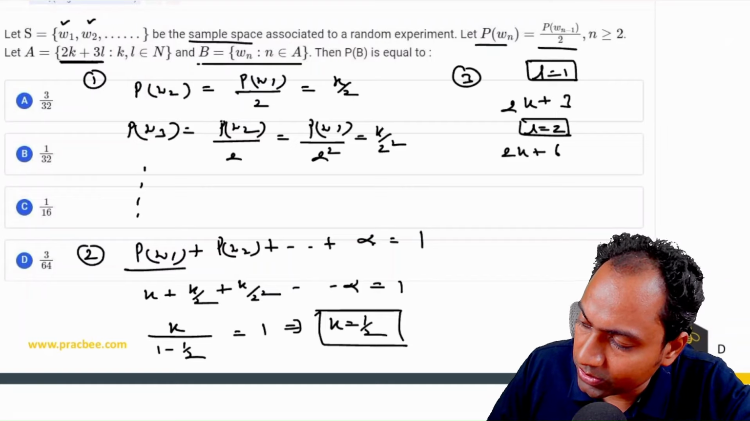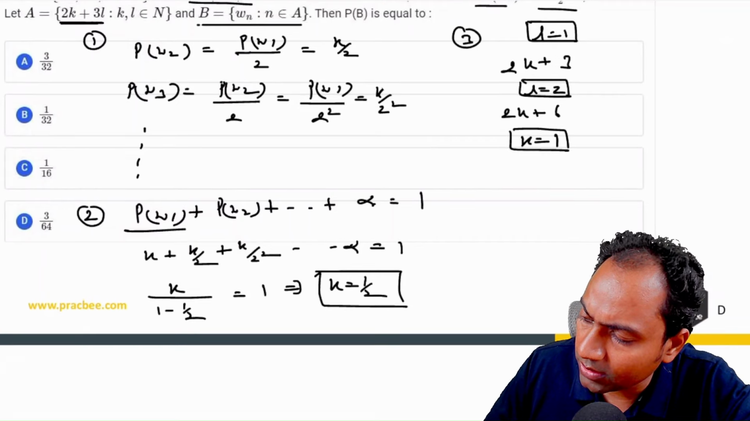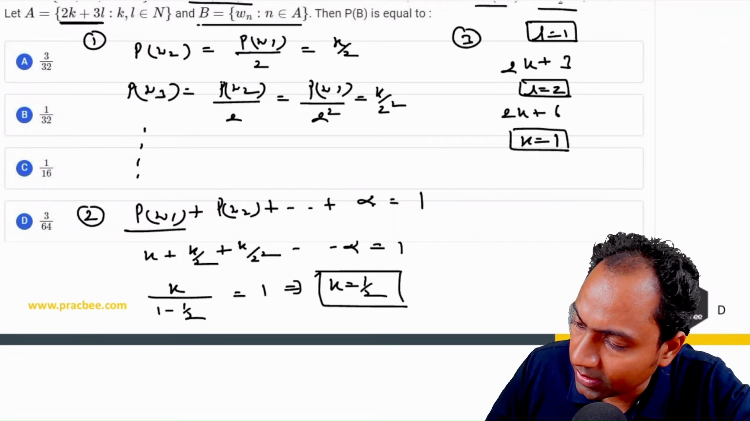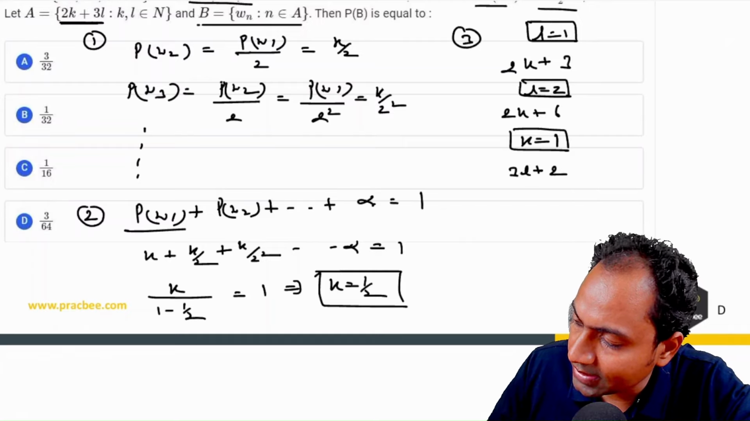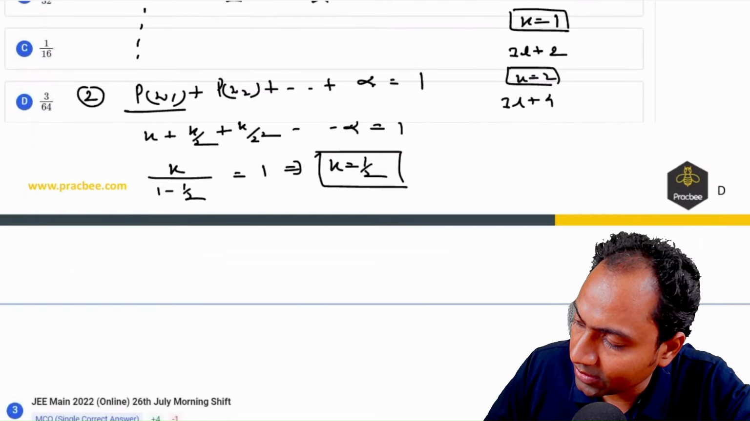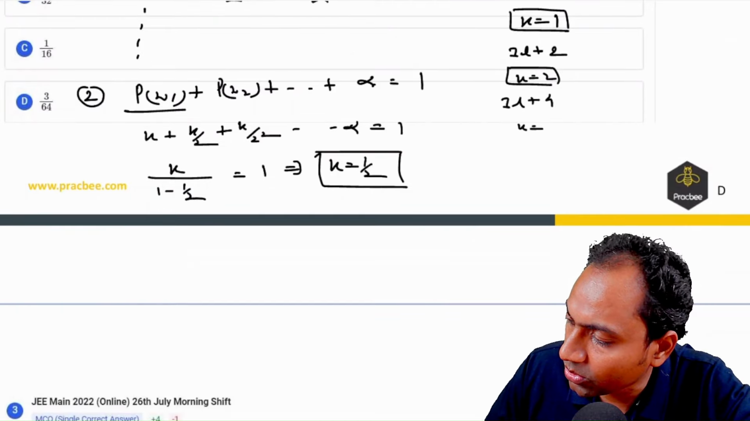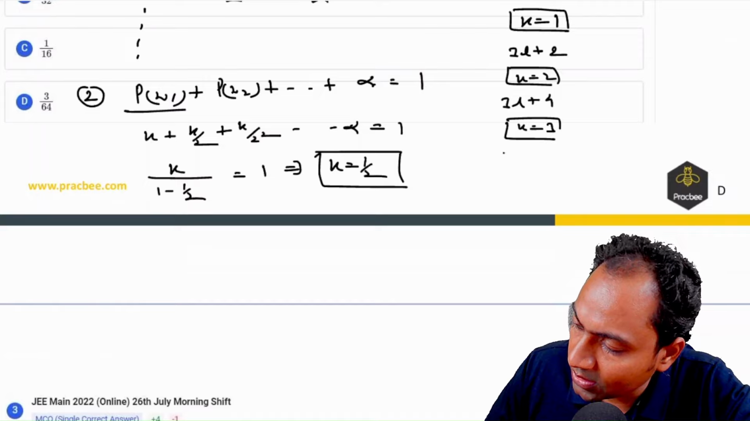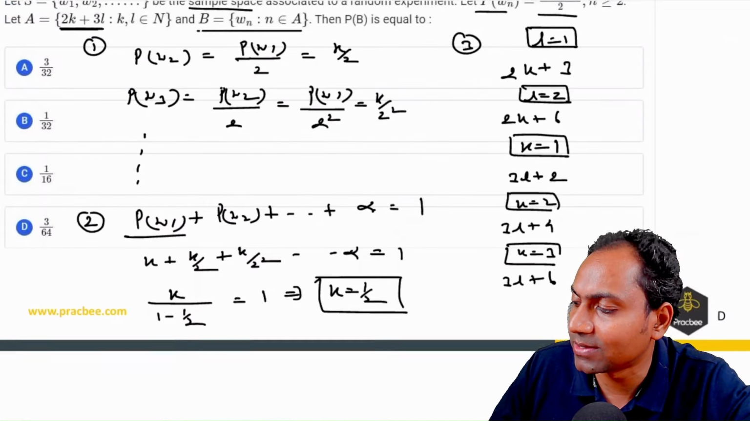Another thing that I can do is take the value of K as 1, and after that, all natural numbers are possible. So this becomes 3L plus 2. And if I take K equal to 2, it becomes 3L plus 4. And then if I take K equal to 3, it becomes 3L plus 6. See, why am I doing that? There is a reason behind that.